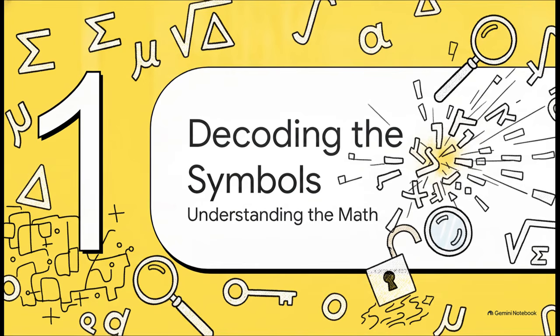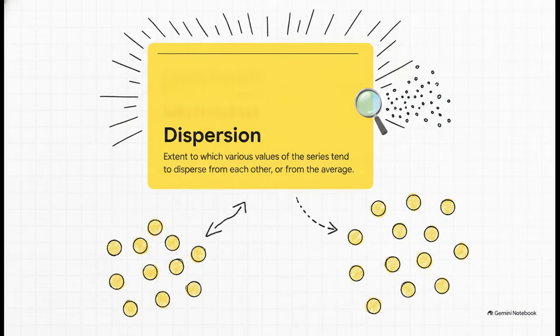Understanding the math. You know, looking at statistical formulas can sometimes feel a bit like trying to read an alien language. But before we crack that code, we really need to understand what standard deviation is actually measuring in the first place, and that is dispersion. According to our source material, dispersion shows the extent to which various values of the series tend to disperse from each other, or from the average. Basically, it's just a fancy way of measuring exactly how spread out our data points really are.